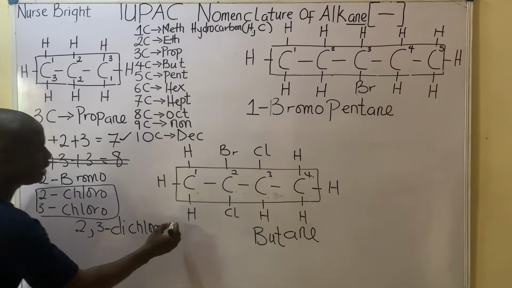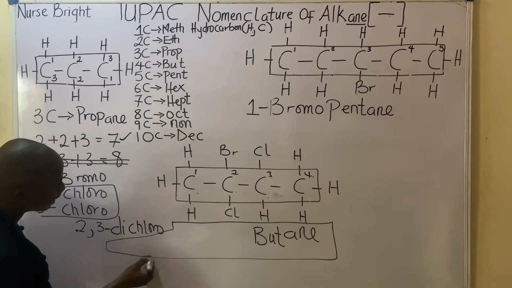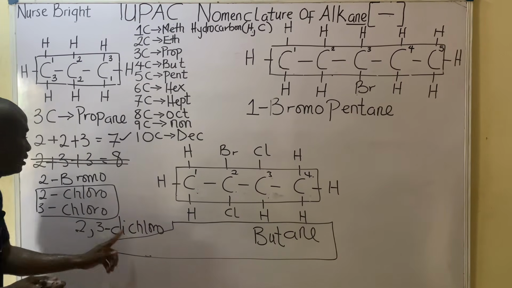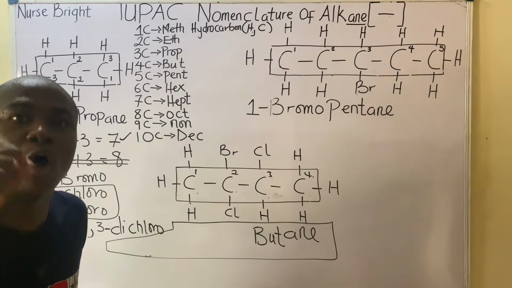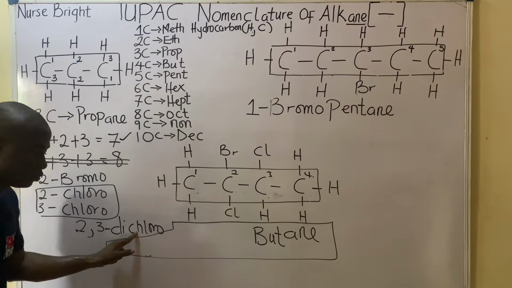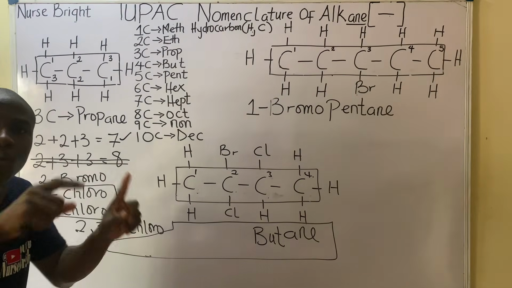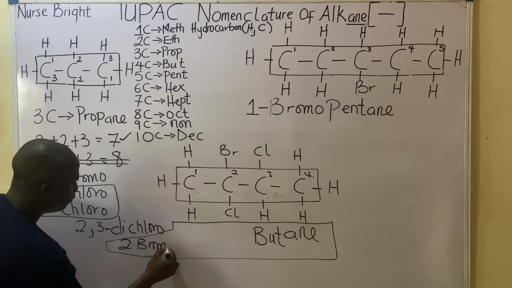So definitely, let's form the full name of this compound. It's going to be something like, and now alphabetically, B and C. You are not using this to count alphabetical. The prefix does not account for the alphabetical order. It is the group's name. Bromo comes before chloro. Do you understand? So it's going to be 2-bromo. Do you understand?